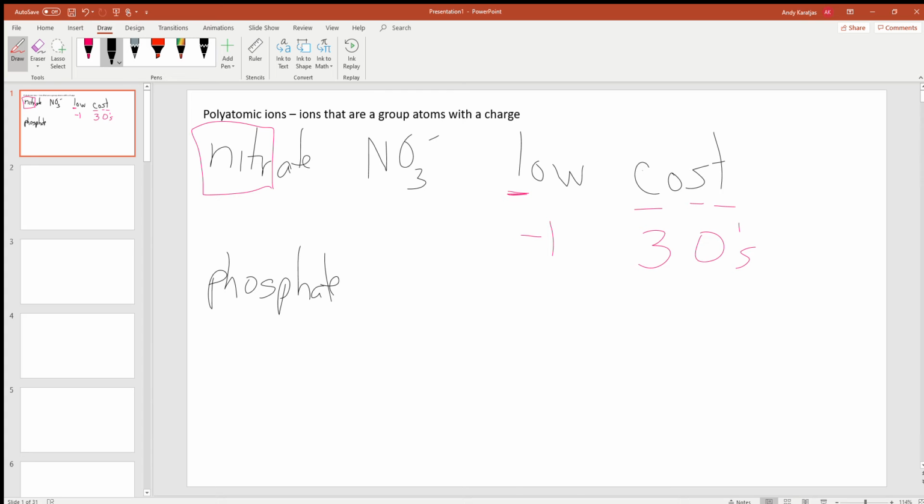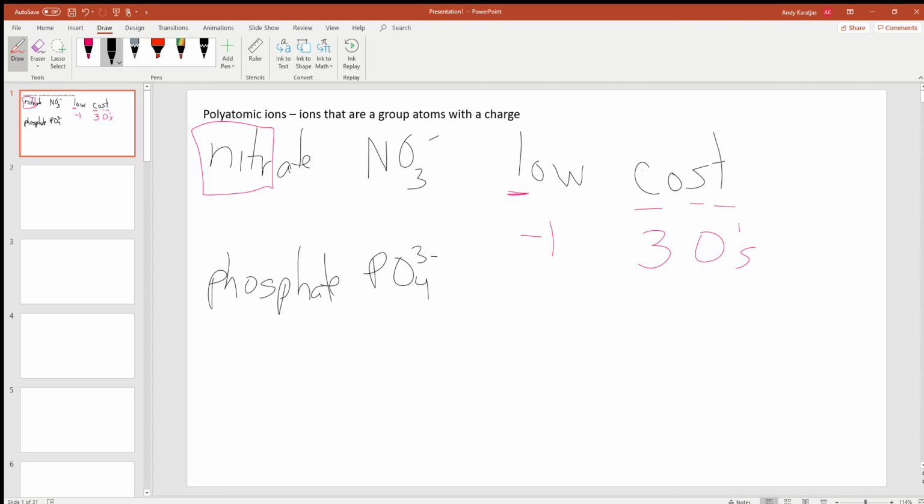So we can now look at phosphate. And what is phosphate? Well, phosphate is a very, very common ion because that's what we see in ATP. That's actually what the P in ATP stands for. So very important for energy. Formula for phosphate, PO4, 3 minus.